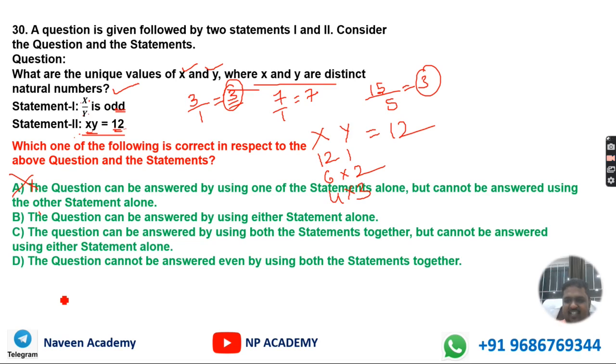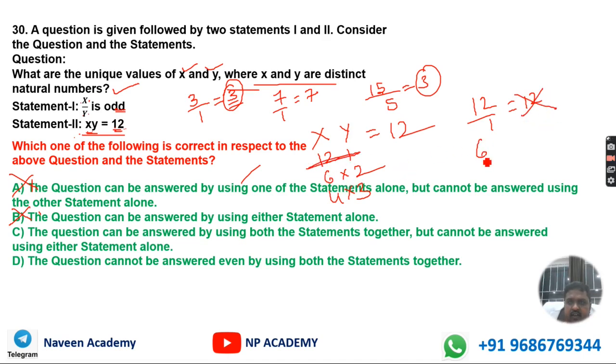No, statement 1 is not enough, statement 2 is also not enough, so that option is also wrong. Next, the question can be answered by using both statements together, but cannot be answered by using either statement alone. That is possibly true, but can we use both 1 and 2? We'll see, my dear friends. So I took x value 12 and y value 1. 12 divided by 1 is equal to 12. I want x by y to be odd, so it is not possible.